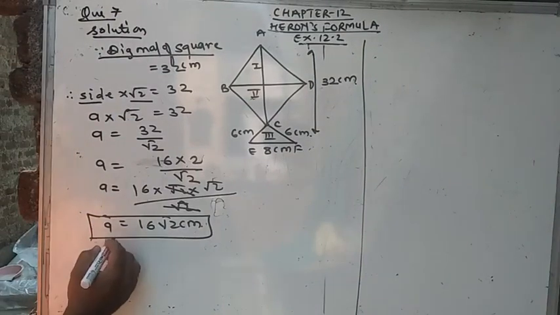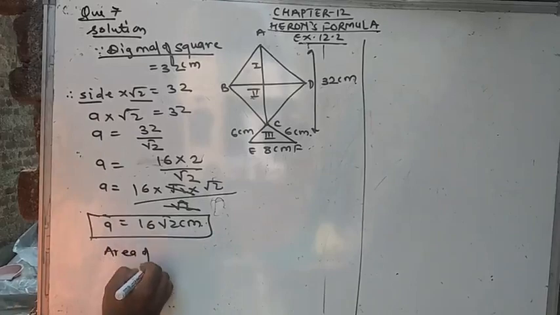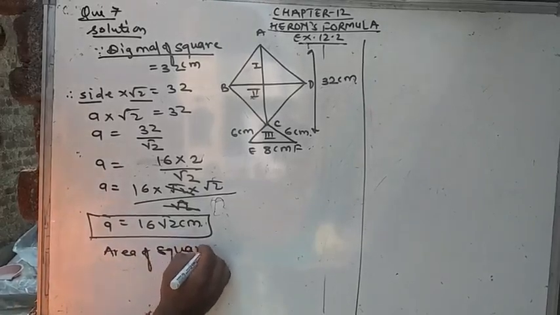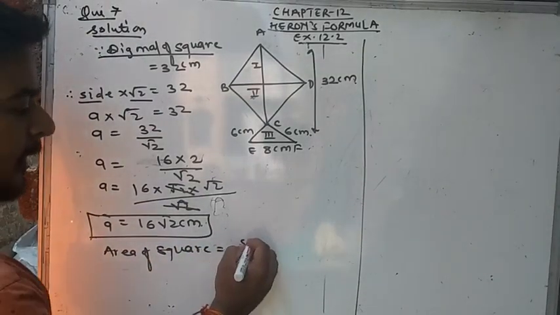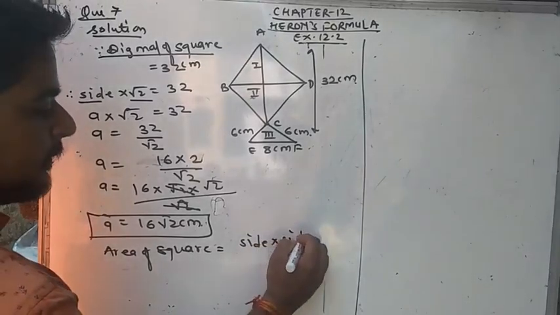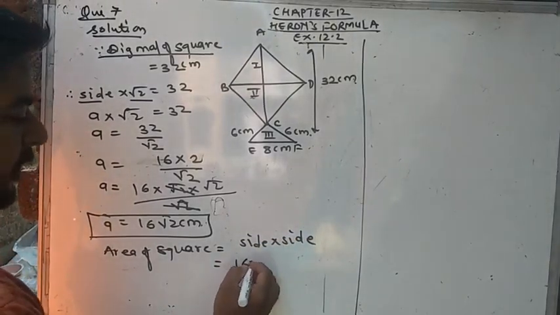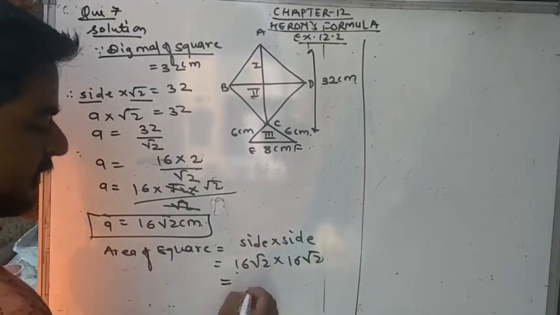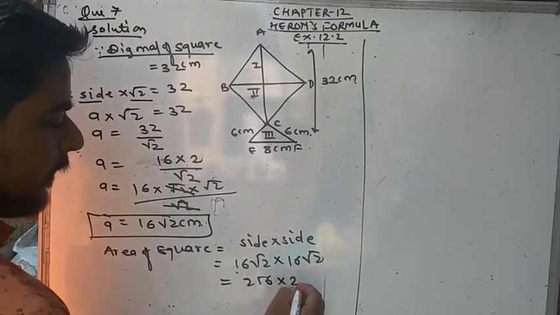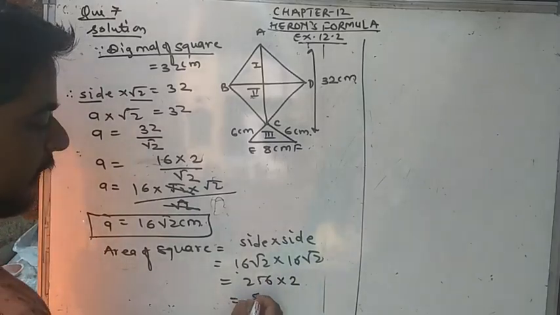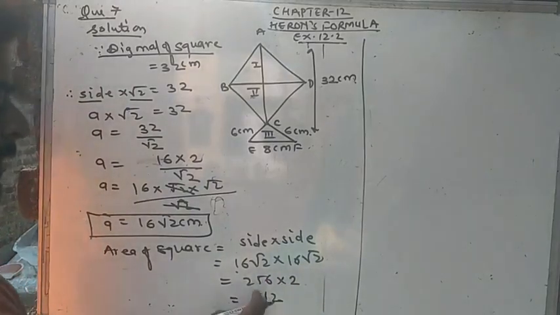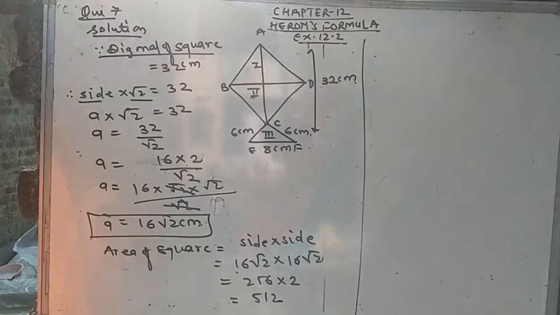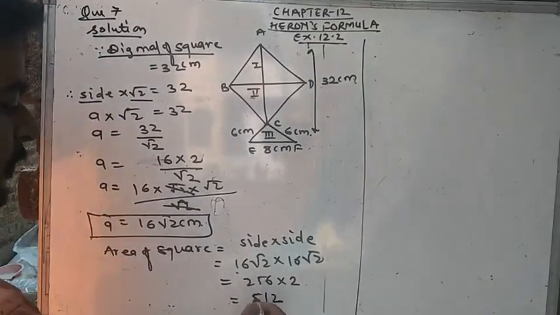After finding the side, we will calculate the area of the square. Area of square is equal to side into side, that is equal to 16 root 2 multiplied by 16 root 2. 16 times 16 is 256, multiplied by 2, that is equal to 512.